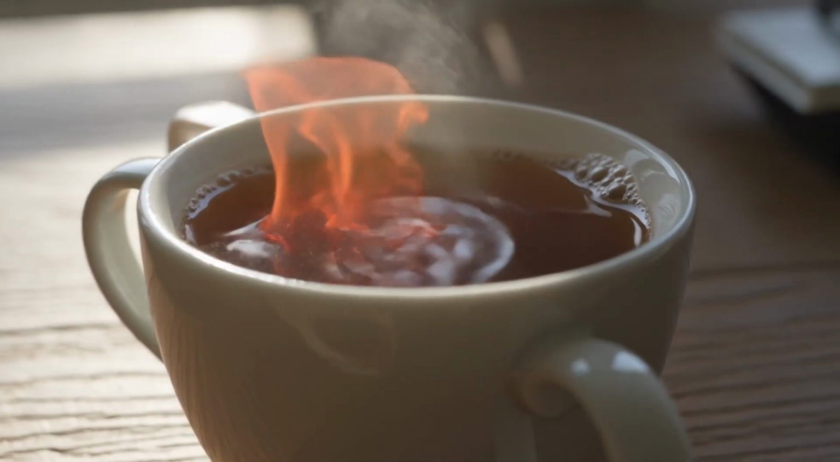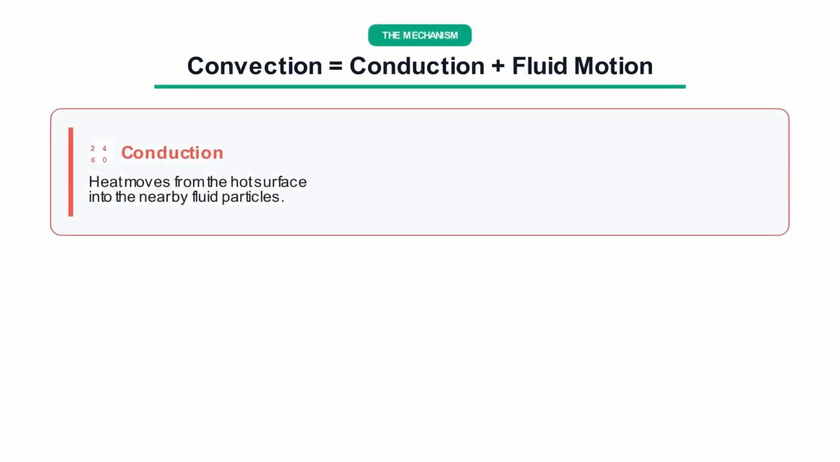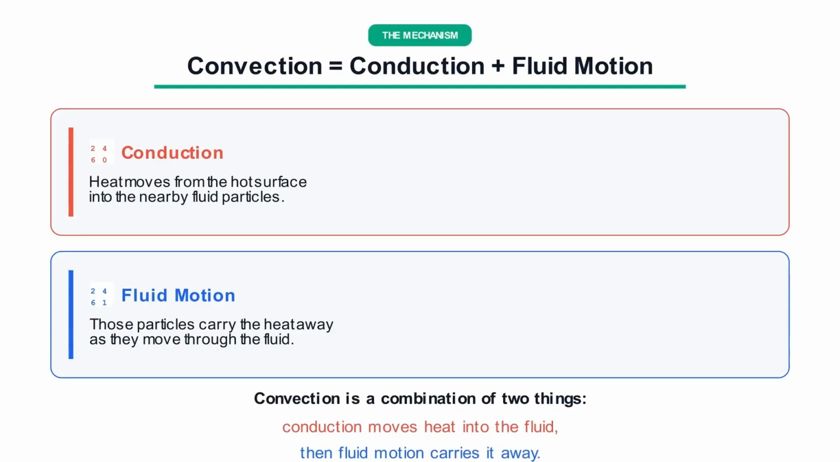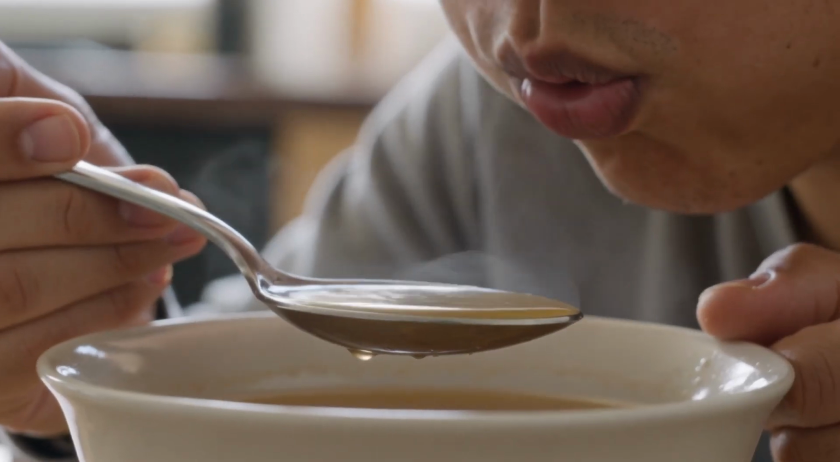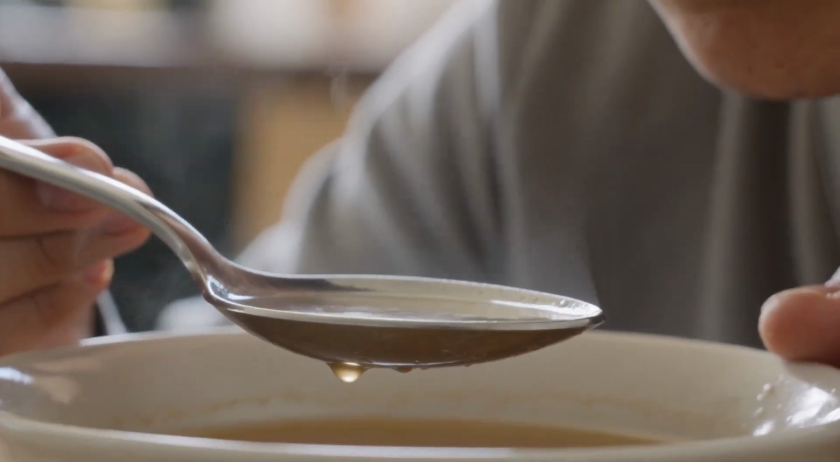That's convection in action. Convection is a combination of two things. Conduction, heat moves from the hot surface into the nearby fluid particles, and fluid motion. Those particles carry the heat away as they move. Here's the key insight. The faster the fluid moves, the more heat it carries away. Blow on a hot spoonful of soup. The faster air carries heat away, cooling your soup much quicker. This is exactly why a breeze feels cooler than still air, even if both are at the same temperature.